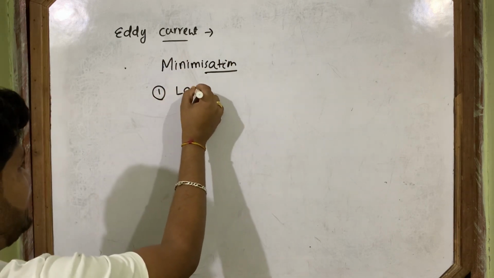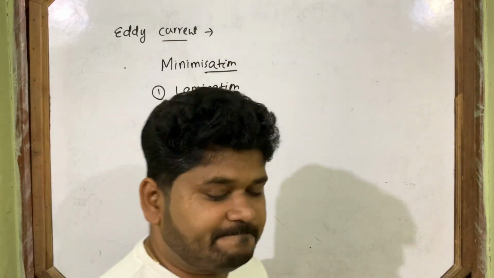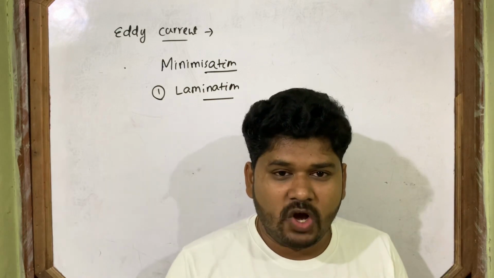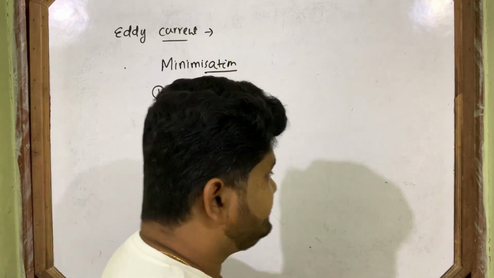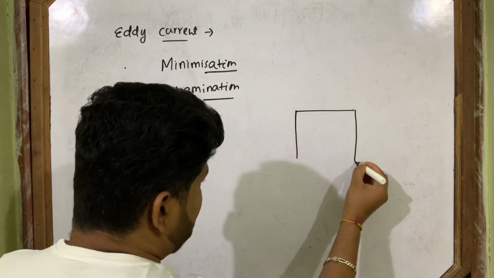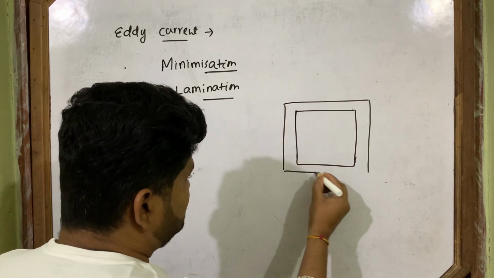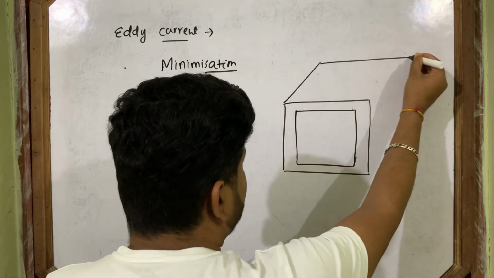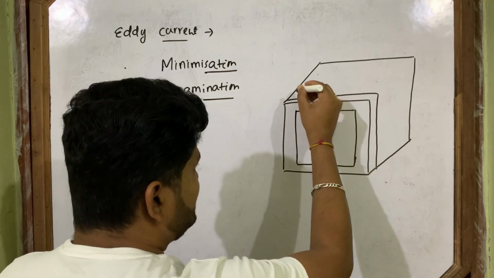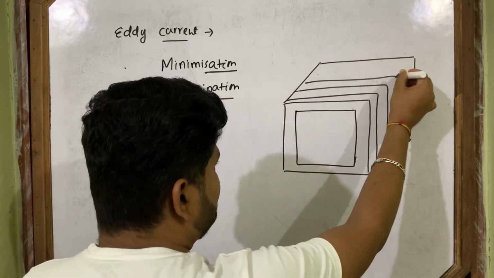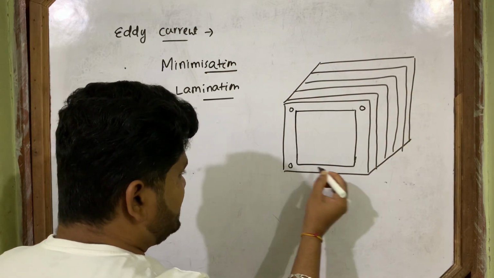First method is lamination. What do you mean by lamination? Instead of taking one block of metal, you take it in the form of sheets, like this you see. This is the figure of lamination. You see, this is one sheet. Now you tie the sheets with the help of knots here.